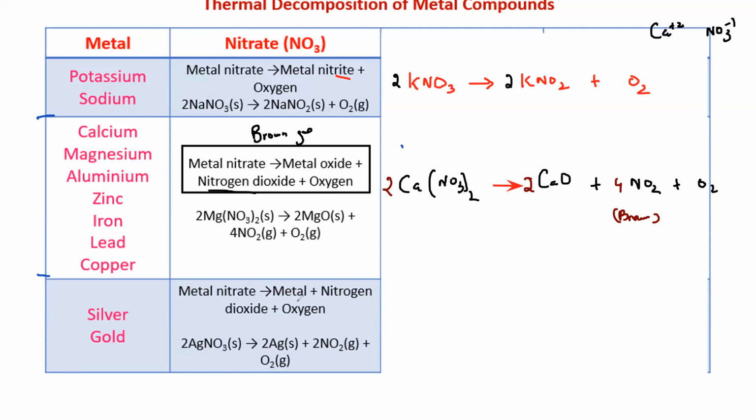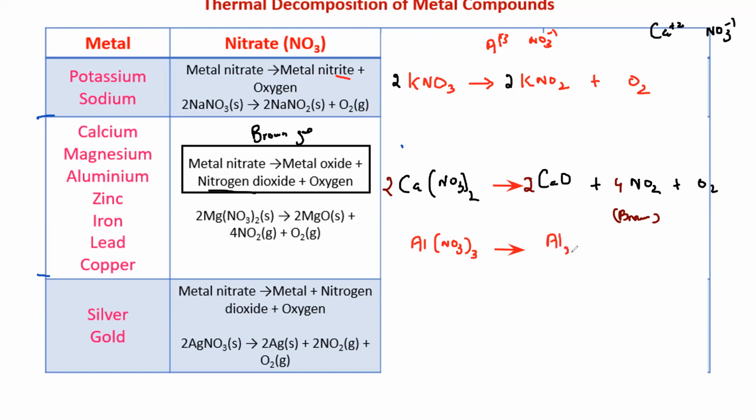Same way, if we are decomposing aluminium nitrate, it will be Al(NO3)3. Why? Because aluminum is group 3, so it is plus 3, and nitrate is minus 1, so aluminum nitrate is Al(NO3)3. So when we supply heat energy, the thermal decomposition of this results in the formation of aluminum oxide.